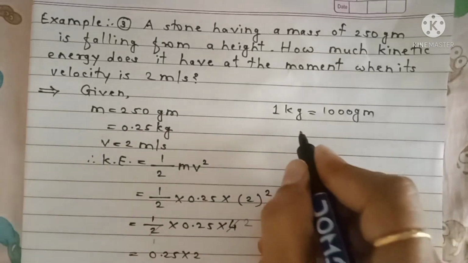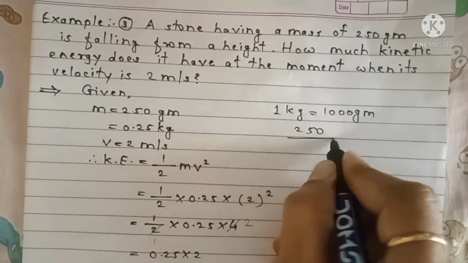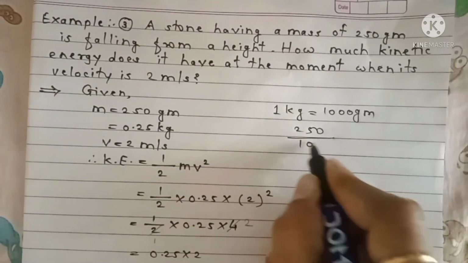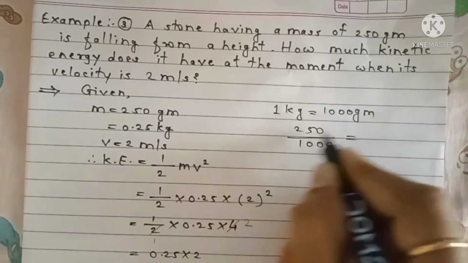So here this 250 gram we have to convert into kilogram. So 250 upon 1000.